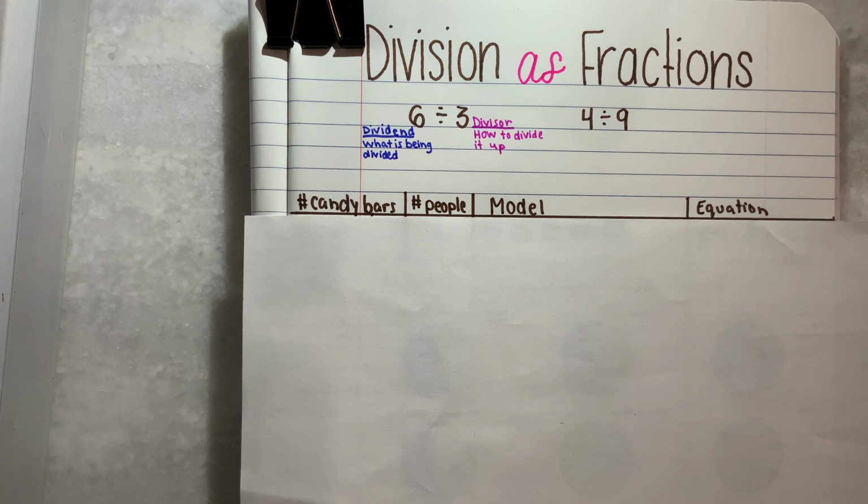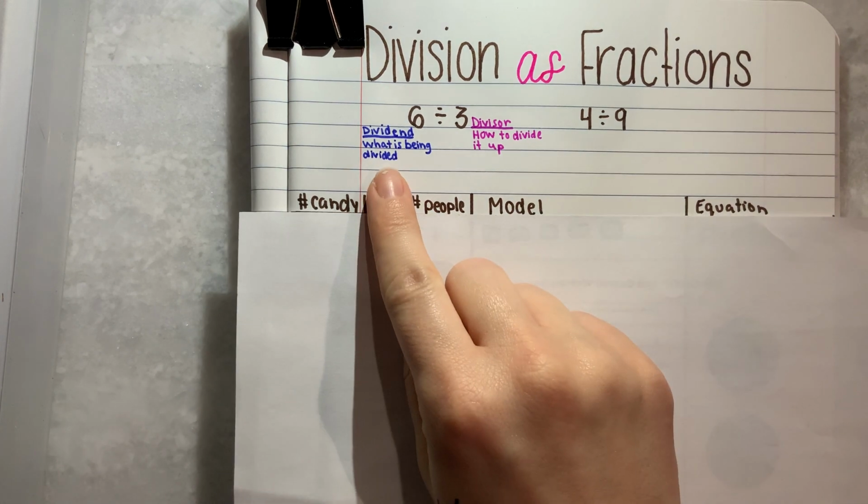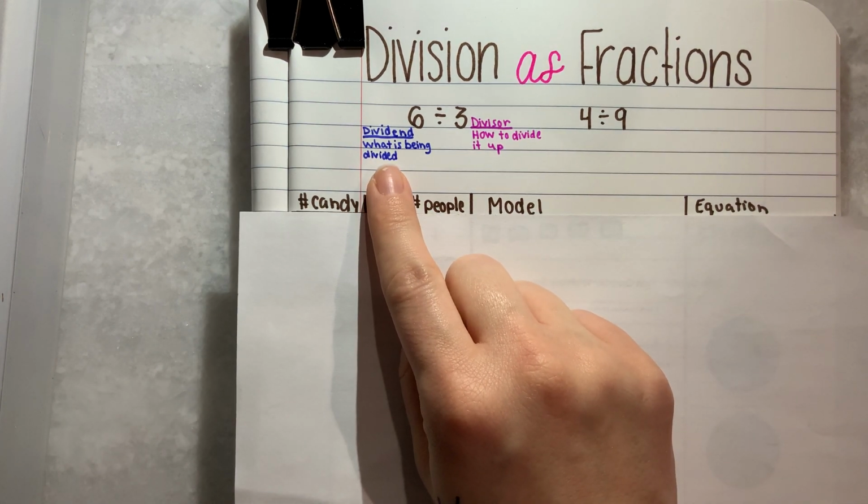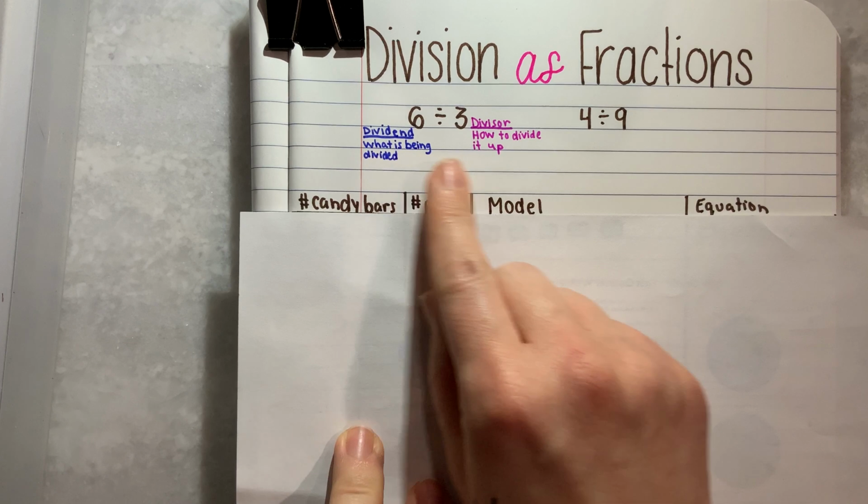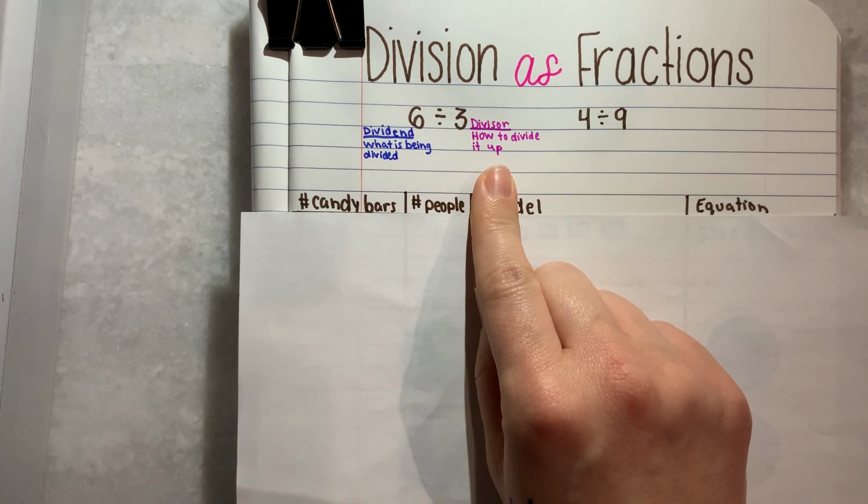Good morning. Today we are going to be talking about division as fractions. And we know that division is the equal distribution of a value. Our dividend tells us what is being divided. That's the value that's being shared or divided up. And the divisor tells us how we're going to break that apart.